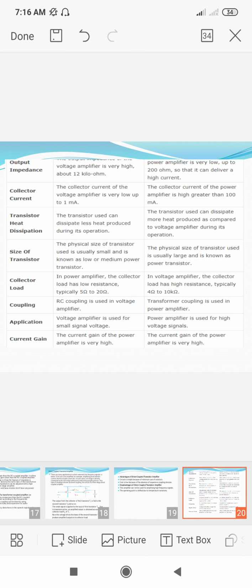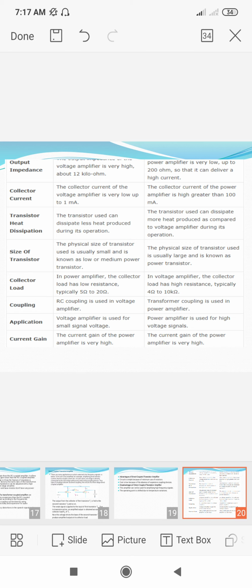Next is collector current. The collector current of the voltage amplifier is very low, up to 1 milliampere. The collector current of the power amplifier is high, greater than 100 milliamperes. Next is transistor heat dissipation. The transistor used can dissipate less heat produced during operation. The transistor used in the power amplifier can dissipate more heat as compared to voltage amplifiers during its operation.